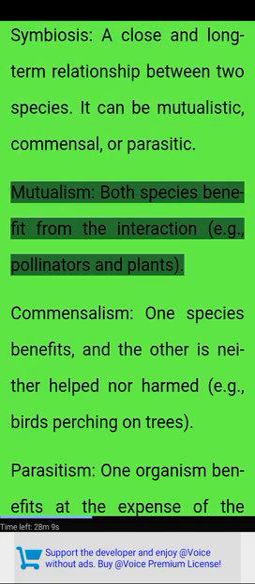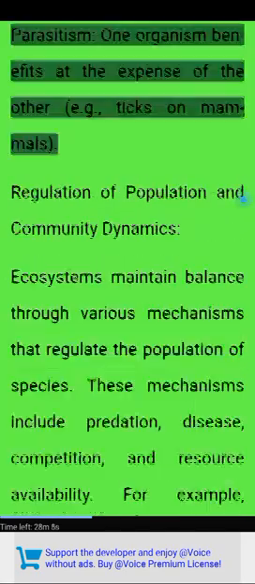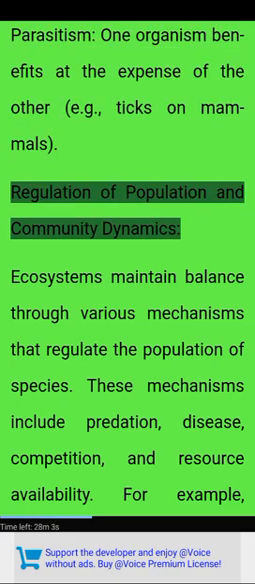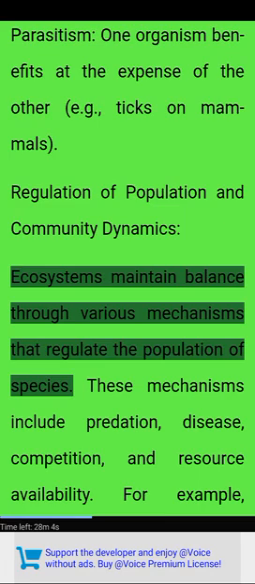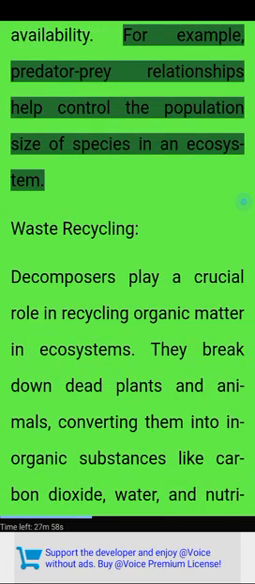Mutualism. Both species benefit from the interaction, e.g., pollinators and plants. Commensalism. One species benefits, and the other is neither helped nor harmed, e.g., birds perching on trees. Parasitism. One organism benefits at the expense of the other, e.g., ticks on mammals. Regulation of population and community dynamics. Ecosystems maintain balance through various mechanisms that regulate the population of species. These mechanisms include predation, disease, competition, and resource availability. For example, predator-prey relationships help control the population size of species in an ecosystem.